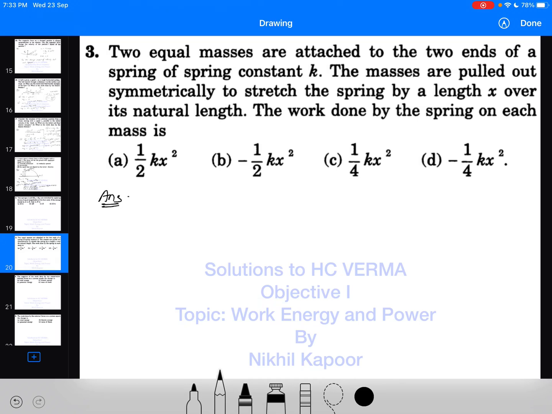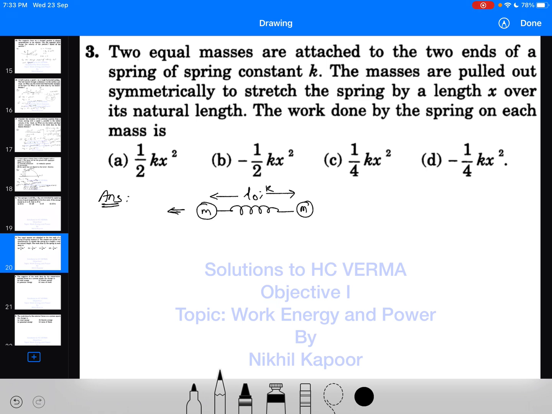Third example from objective 1. It is said that two equal masses are attached to the two ends of a spring of constant K. So if these are the masses M and M, and initially the spring is relaxed, it is having a natural length say L0 and its spring constant is K.